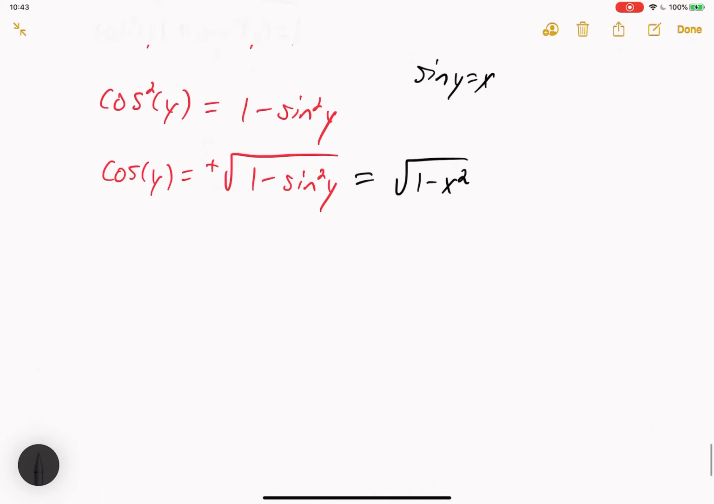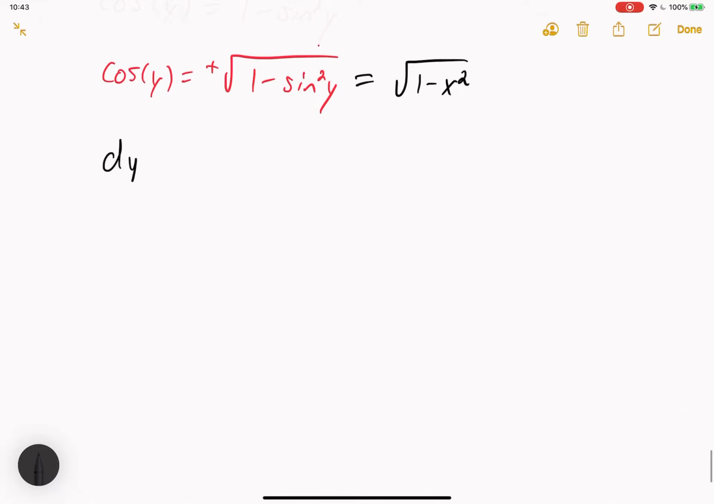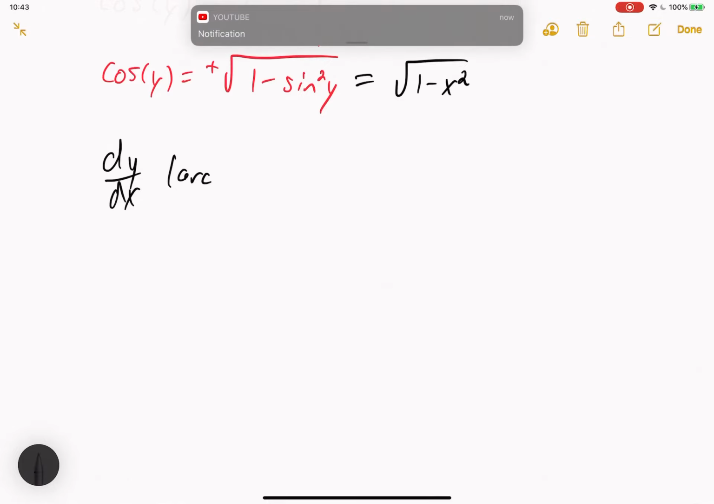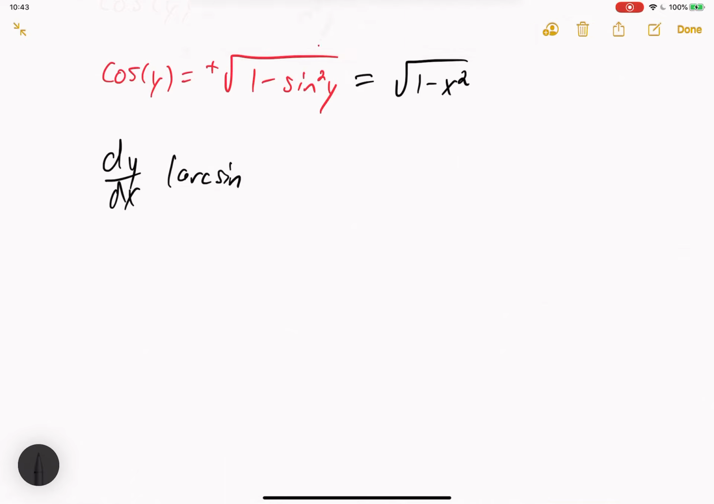So, to make it clear, we get dy/dx of arcsine of x. So the derivative of arcsine of x is equal to 1 divided by the square root of 1 minus x squared.